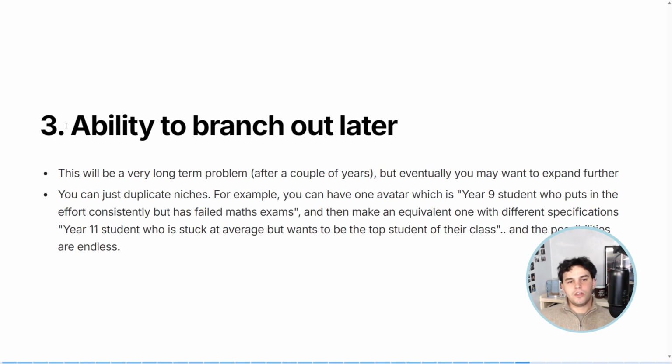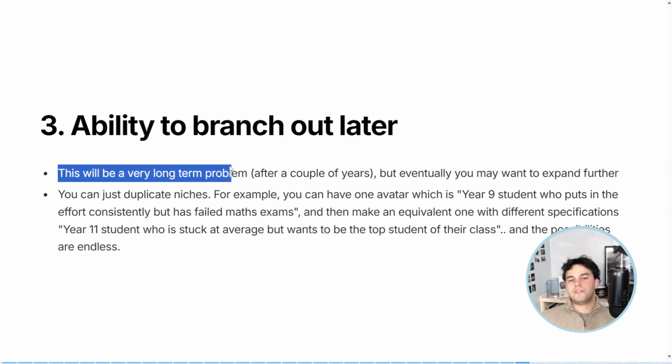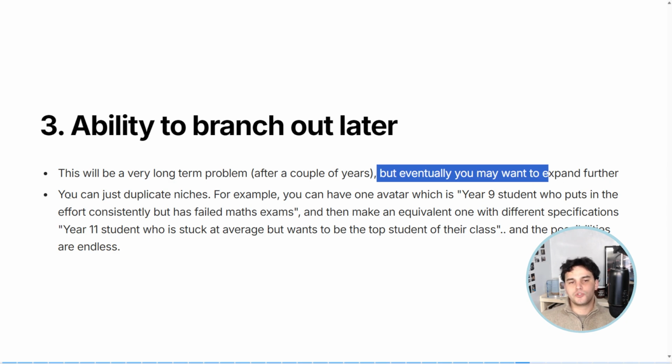Now, idea 3, you have the ability to branch out later if you target a specific niche, even if you think that you can't, and even if you feel like you're limiting yourself. This will be a very, very long-term problem, by the way. If you want to maximize your niche, that's going to take years. It's going to take more than a couple of years. But eventually, you may want to expand further. But you can just duplicate niches.